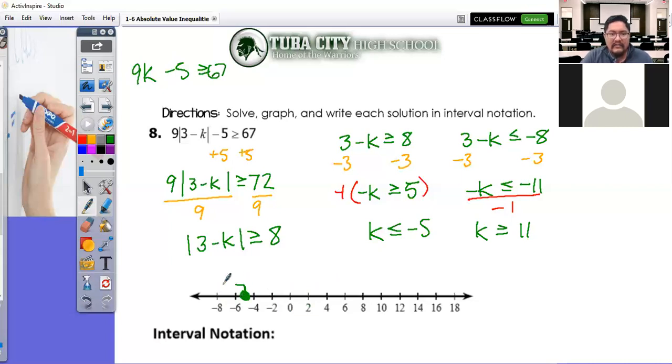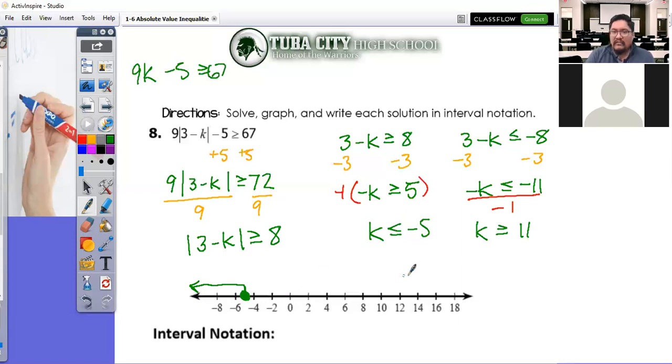All right, so k values less than -5. And again, plug a number in if you're not sure and see if it works out. If you plug in something like 0, is 0 less than -5? No, it's not true. So it should face away from anything that's false and towards anything that's true.